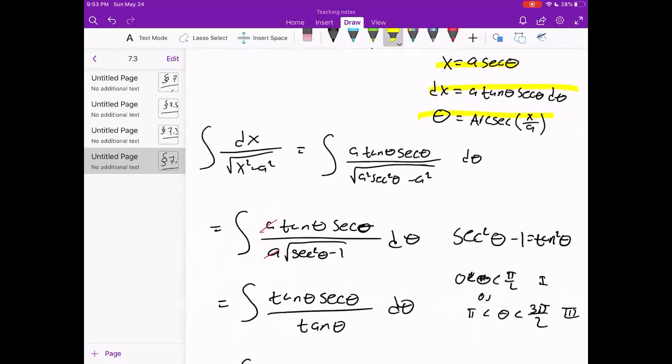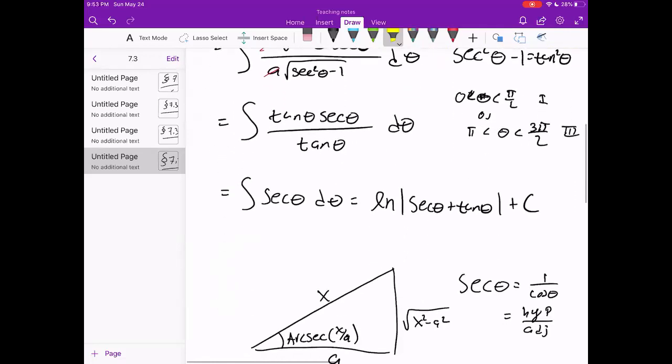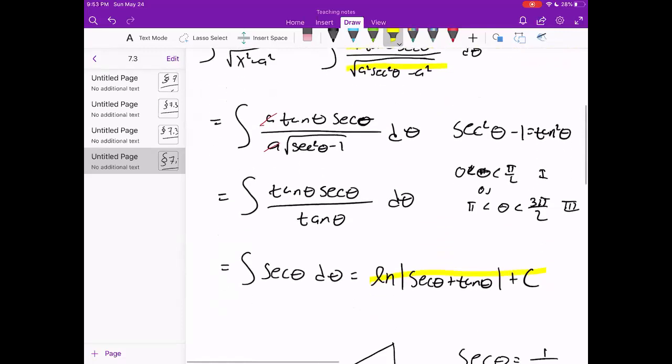And then here I'm just plugging everything in. Dx is a secant theta d theta. X is a secant theta, so x squared is a squared secant squared theta. Just going through and simplifying stuff. And so in terms of theta, I find my integral to be this, but I know what theta is. So I have the secant theta plus tan theta.